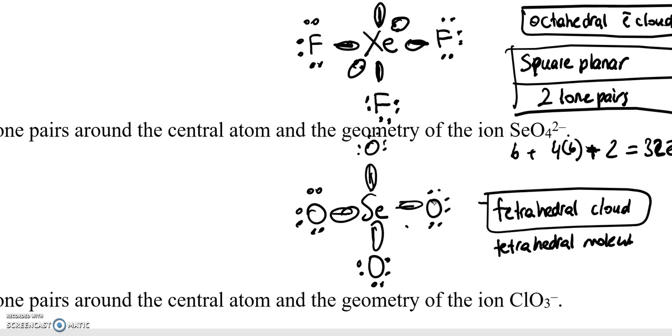How many lone pairs do we have here? Well, we don't have any, right? Because they're all occupied by an oxygen. So no lone pairs.